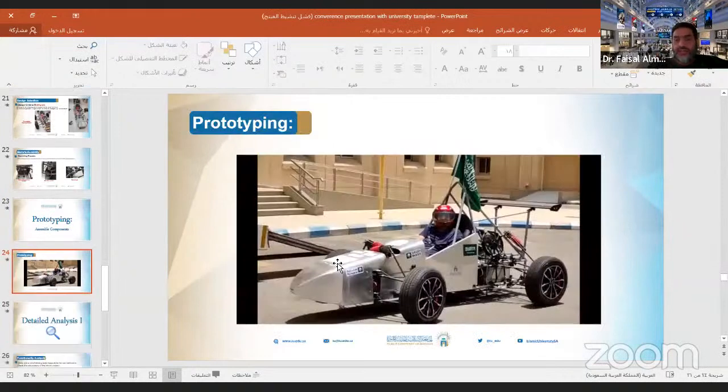This is the prototype, as you can see. Finally, we have built the whole car, the whole formula. The students are very proud. We are very proud also that I helped the students to achieve this mission.